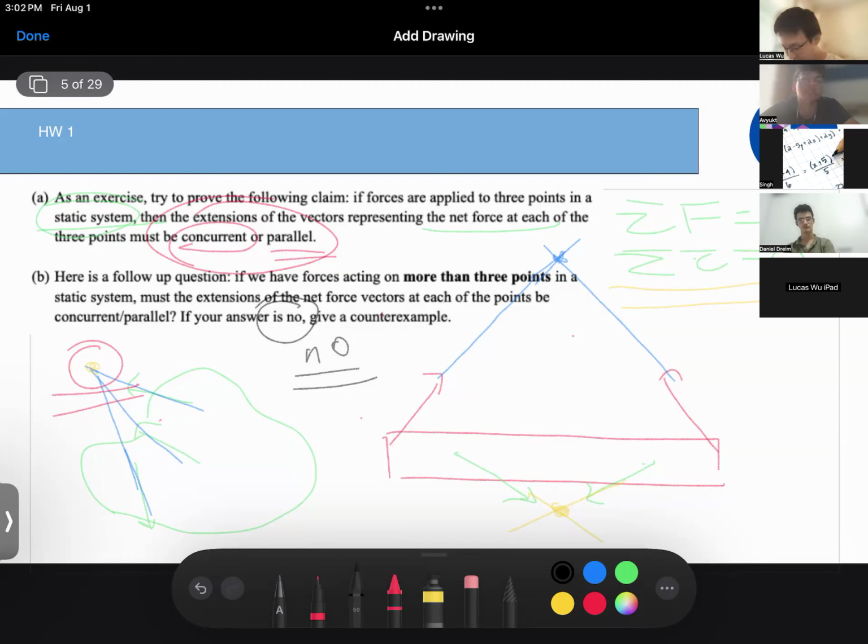So for part B, the answer is no, and this will be our example for it. All right, let's go on to the next problem.